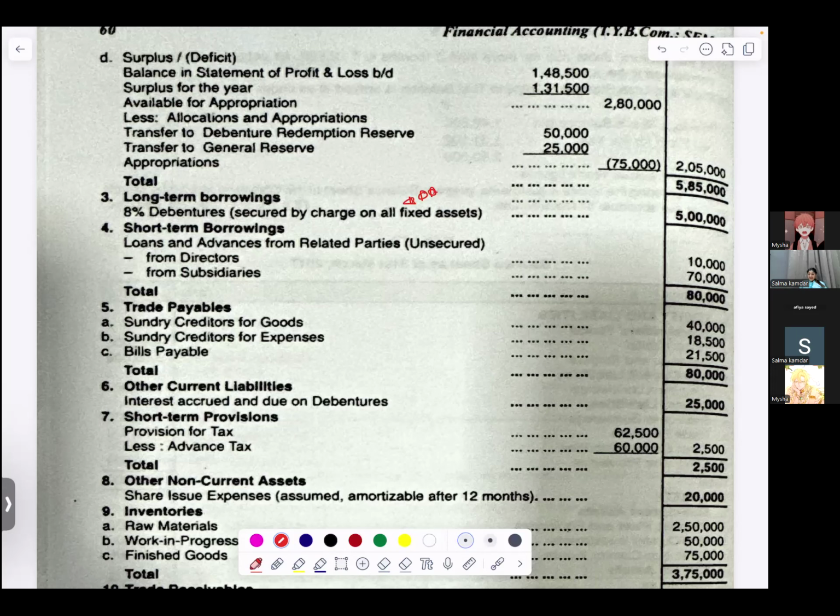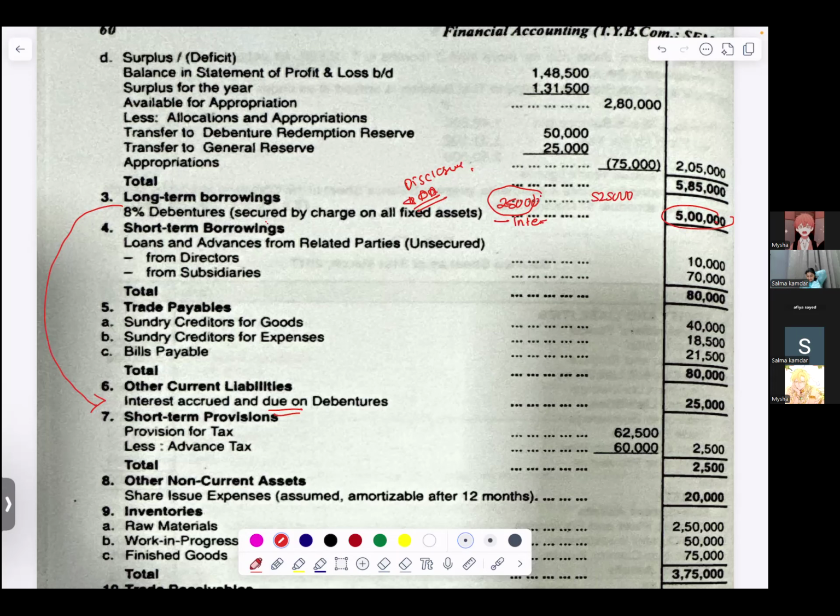And apart from that, how about the 25,000? This 25,000 you will remove from here and put over here in other current liabilities, interest accrued and due on debentures. So you start with 525,000, minus interest accrued and due on debentures. This 500,000 you have is 8% debentures, and you show your disclosure.